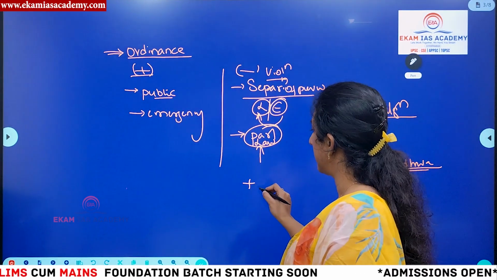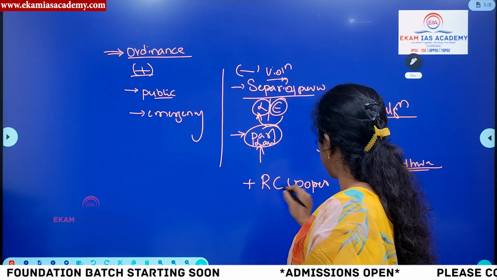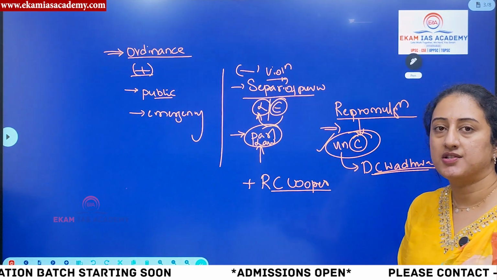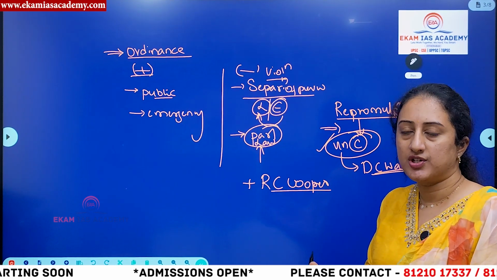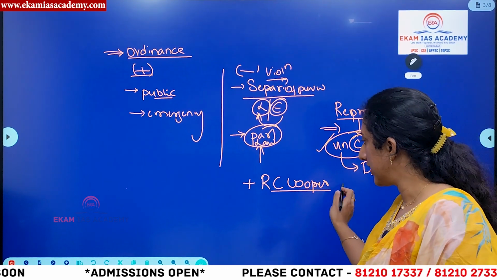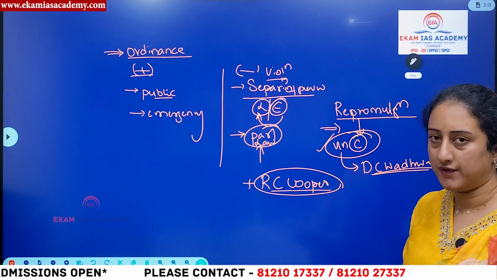At the same time, there is also an important case regarding ordinance, the R.C. Cooper case. In the R.C. Cooper case, the decision of the president, if it is felt to be malafide or brought with bad intention, can be checked by the courts. That is the judgment given in R.C. Cooper versus Union of India.